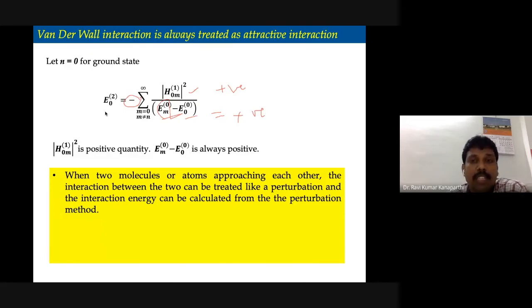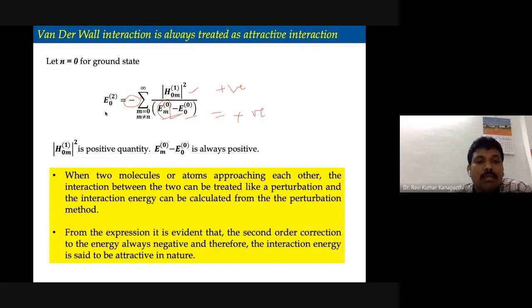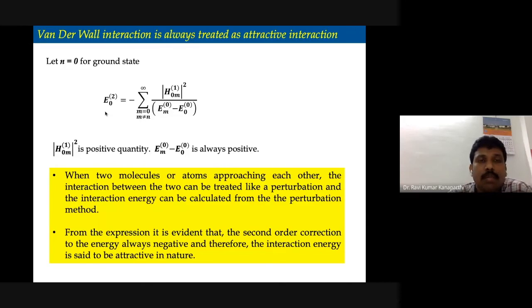So the attraction, if it is attraction, has to be substantiated with the theory. When two molecules or atoms are approaching each other, the interaction between the two can be treated like a perturbation, and the interaction energy can be calculated from the perturbation method. From the above expression, what you see is that the second order correction to the energy is a negative quantity. Therefore, since the interaction energy is negative, the interaction has to be an attraction, not a repulsion. So with this, we have come to the conclusion of the perturbation theory.